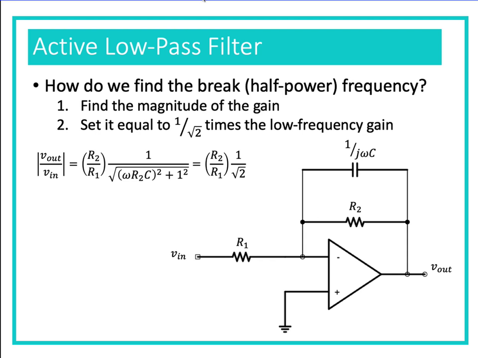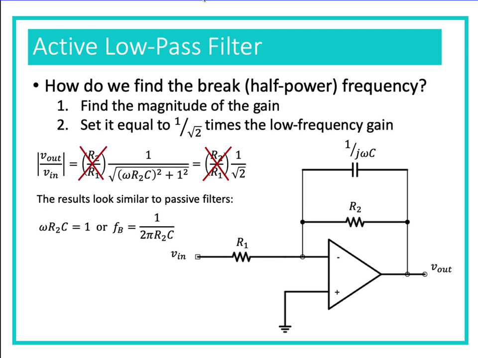And then we have 1 over the square root of (omega R2C) squared plus 1, and that's going to equal R2 over R1 times 1 over square root of 2. You'll notice that R2 over R1 is on both sides, so we can eliminate that. And when we do, we basically get the same thing that we got with other circuits when we were dealing with passive filters. We get (omega R2C) squared plus 1 equals 2. So we basically get omega R2C equals 1, or the break frequency equals 1 over 2 pi R2C.